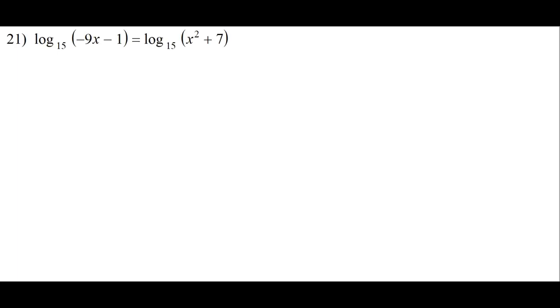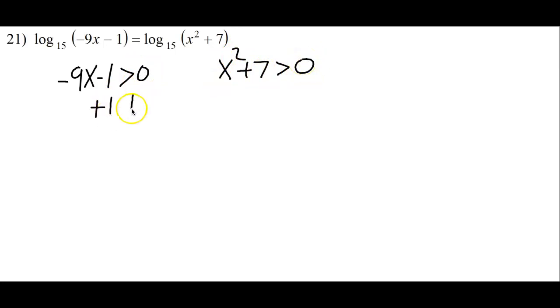Let's go ahead and check out number 21 here. So I'll start off right this time by checking my domain and do the -9x minus 1 greater than 0, and the x squared plus 7 is greater than 0. So starting here with this guy, we're going to add 1 on both sides, divided by -9.